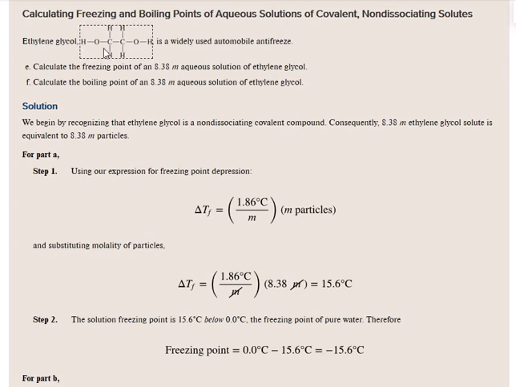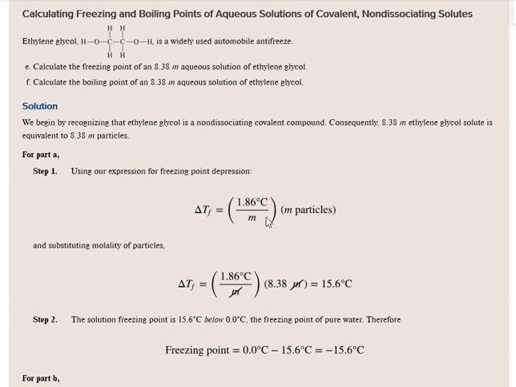So ethylene glycol, and here is the structure of ethylene glycol, used in automobile antifreeze. You have an aqueous solution of ethylene glycol, meaning water is the solvent, and the concentration of ethylene glycol is 8.38 molal. So calculate the new freezing point of our solution, and also calculate the new boiling point. Well, if the freezing point is going to be depressed, we expect the new freezing point to be lower, and if the boiling point will be elevated, we expect the new boiling point to be higher.